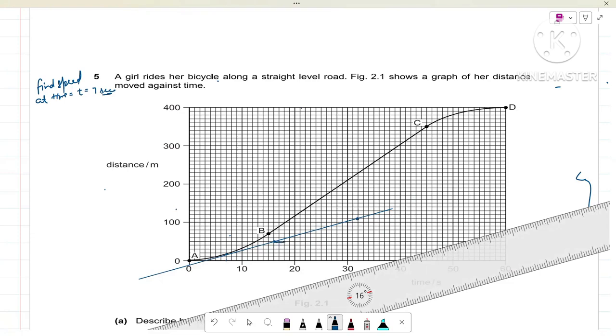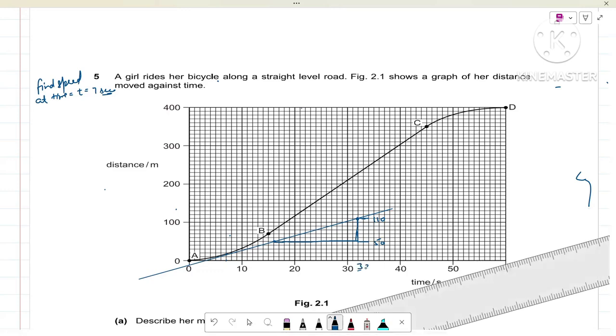Now I have to draw this triangle here because I will use the triangle method. Now I will find the gradient. So at this point, the value of the distance is 110. At this point, the value of the distance is 50. At this point, time is 32. At this point, time is 16.